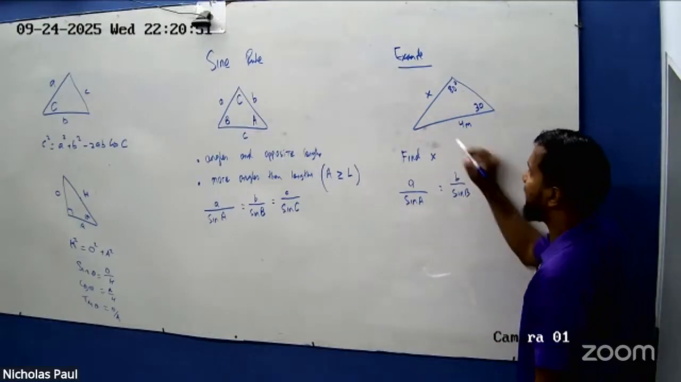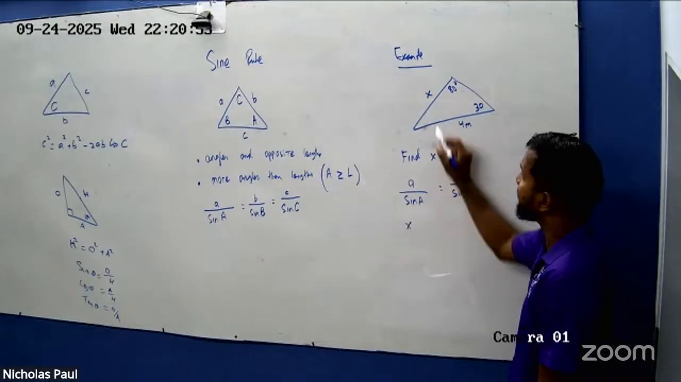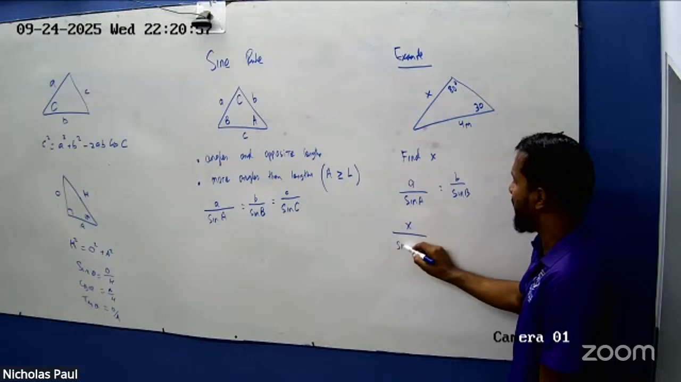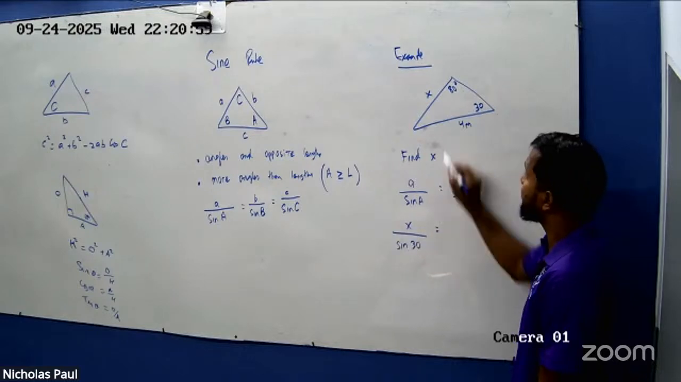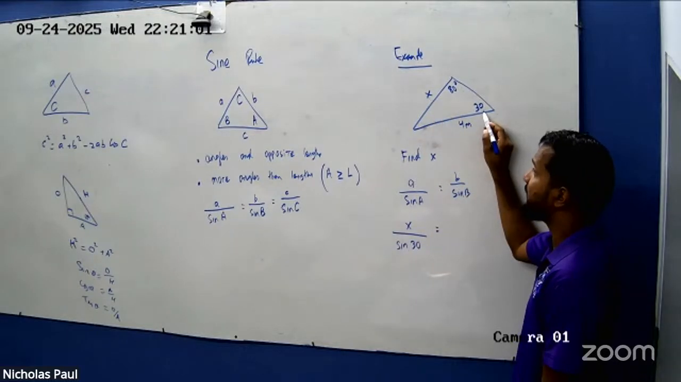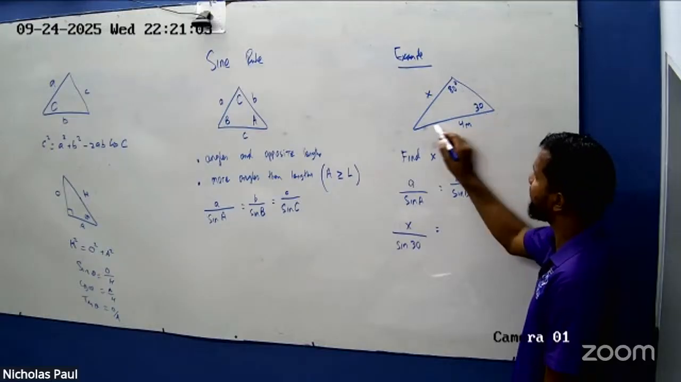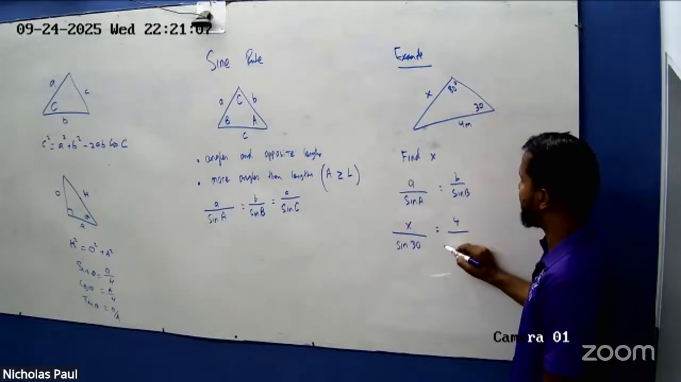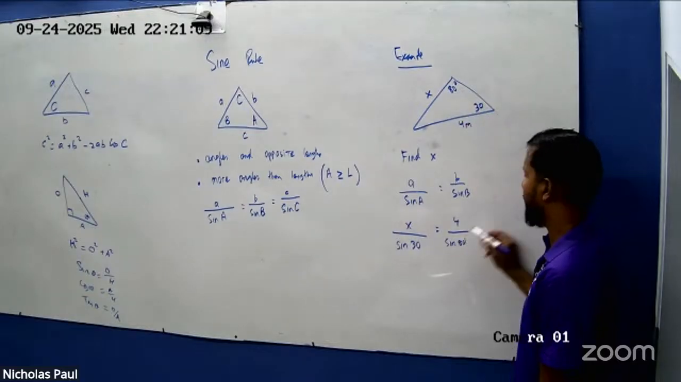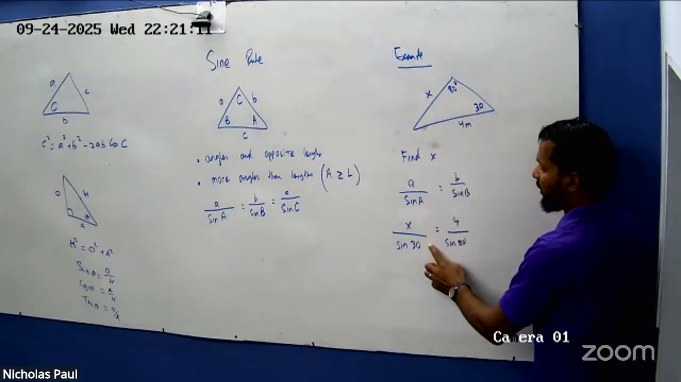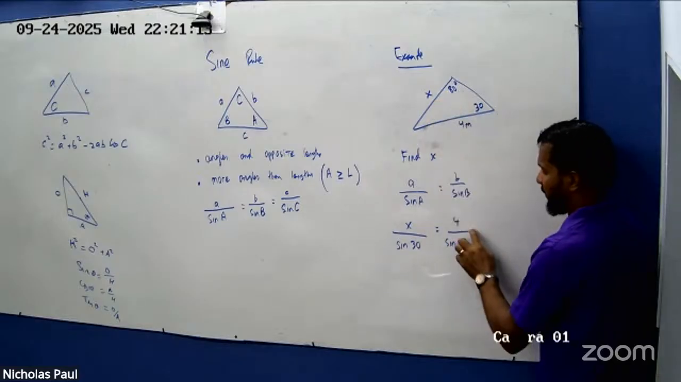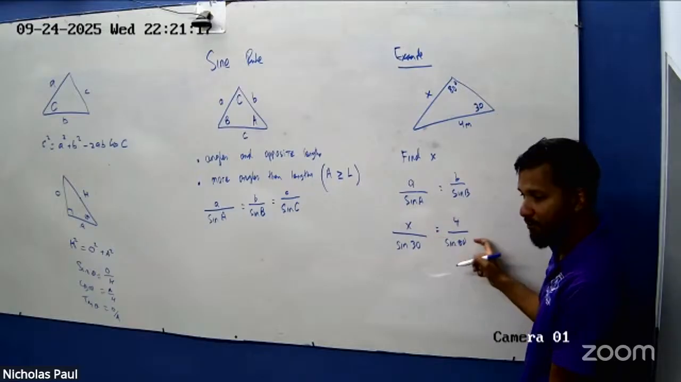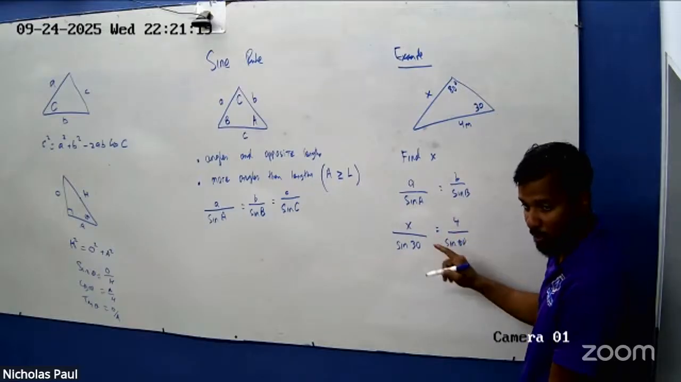So let's start here. x is a. Opposite to x is 30, so it's x over sine 30. And then here will be b, which is 4 over sine 80. Right? Length, opposite angle. Length, opposite angle. And then cross multiply now. Whenever you have two fractions with an equal sign, cross multiply.